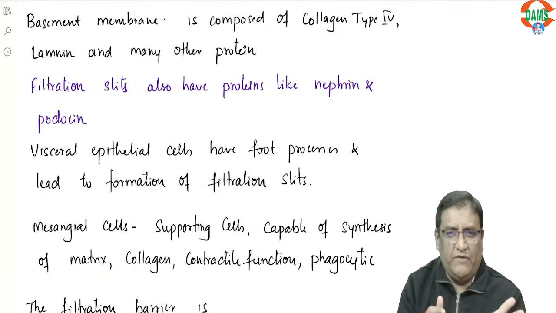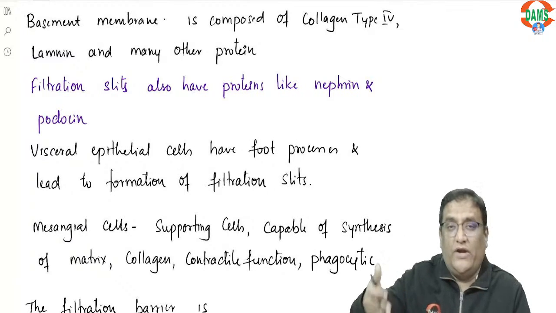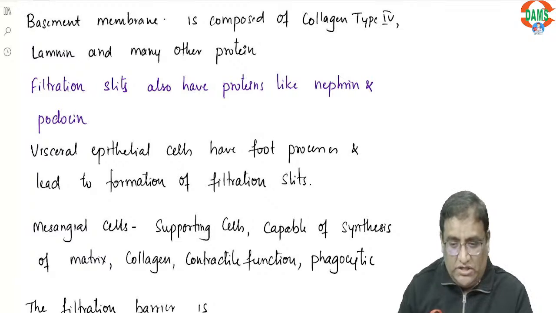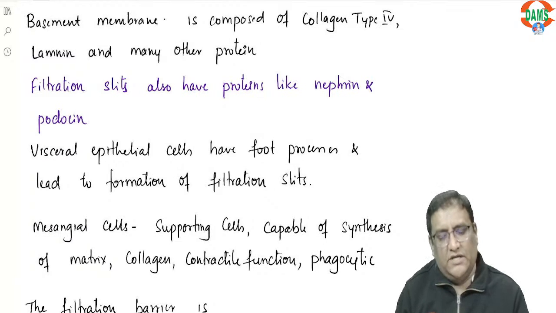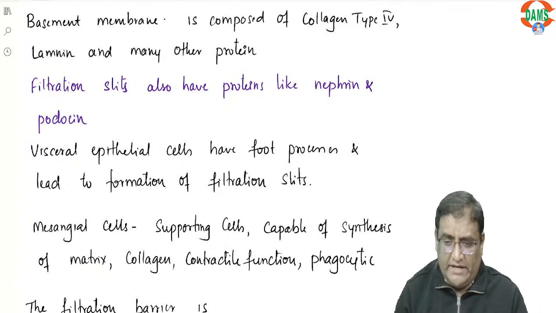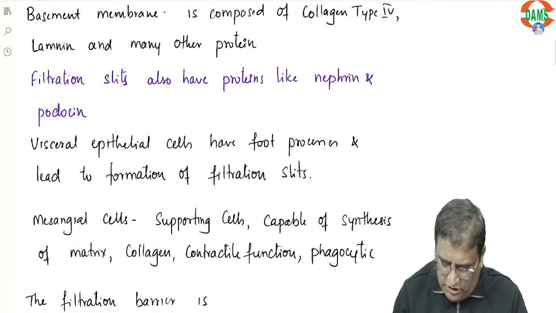So they have multiple functions. If there is a repeated injury happening to the glomerulus, there will be collagen synthesis. That is by mesangial cells. Okay, yes. So this is your basic understanding of the microanatomy and some physiology of the glomerulus.